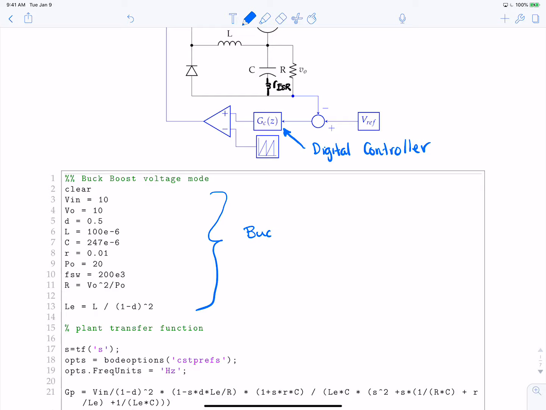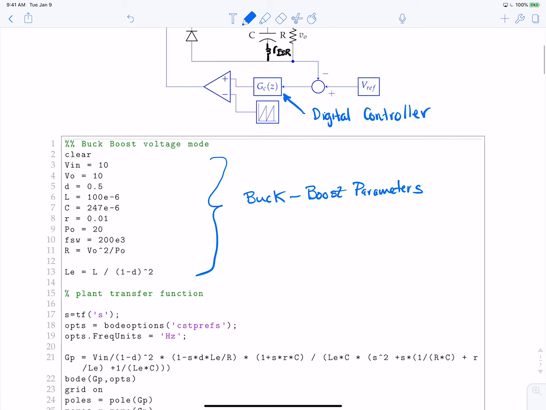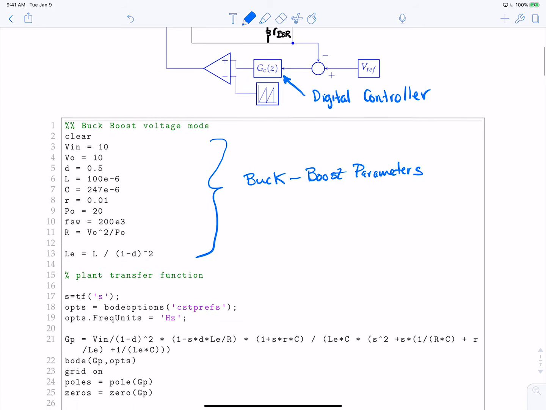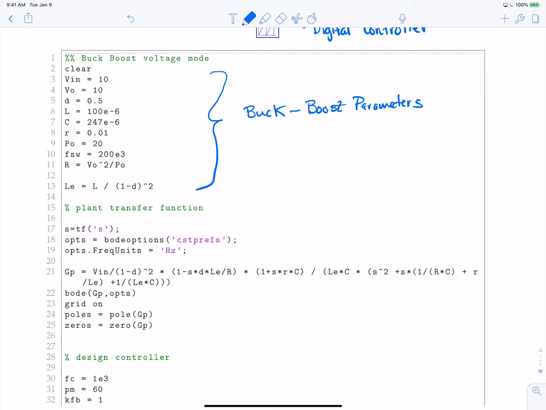We have here in this MATLAB script our BuckBoost parameters for the application or design that we are considering. In lines 1 through 13, these essentially define all our parameters, ESR, output power, etc. Then we have the plant transfer function. In these lines here, they define it, and you can calculate the Bode plot and find the poles and zeros and all that good stuff on the plant.